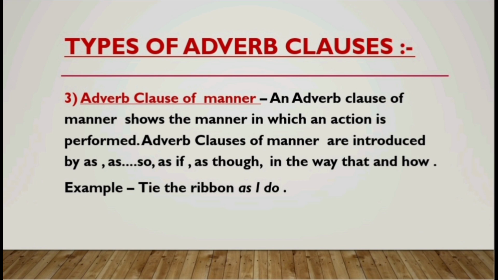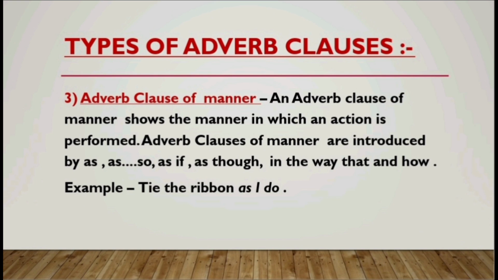If you look at this example here, tie the ribbon as I do. In this sentence, tie the ribbon is a basic complete clause in itself, which means that it is the principal clause. So tie the ribbon is complete in its meaning and does not depend on any other clause to complete its meaning. You understood it, right? It's complete in its meaning, it's not baffling. So tie the ribbon is a principal clause.